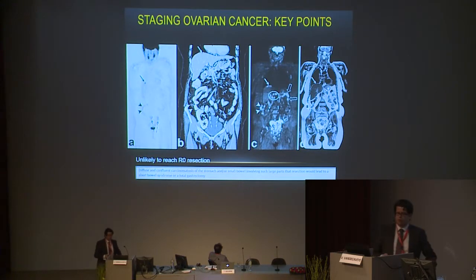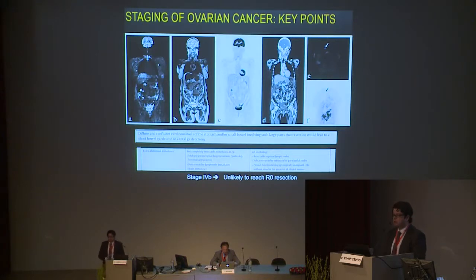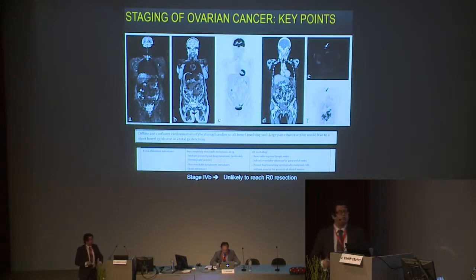And probably it will become a bit difficult to really do upfront surgery in this patient. So what we say is unlikely to reach R0 resection based on this scan, and of course it's up to the gynecologist to make the complete decision based on what we propose by the imaging. And also, of course, stage 4 disease is an indication not to do primary debulking.